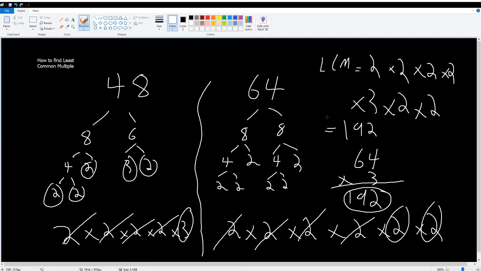48, right? 48 plus 48 is 96, right? 96 plus 48, right? It's going to be 144, right? 144 plus 48 is going to be 192. Okay, so that's how you find LCM using this method.